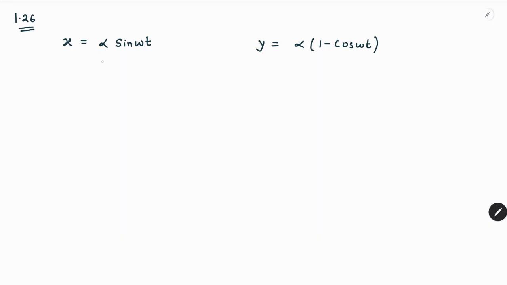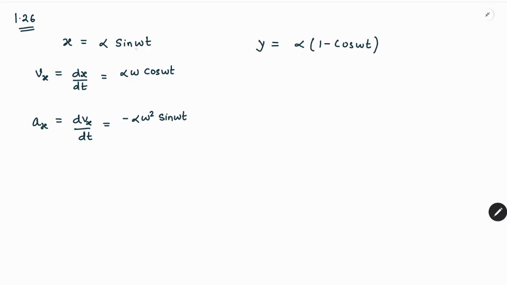So over here we solve individually, that is we solve along the x axis in one aspect and along the y axis in another aspect, and connect them by time whenever we are solving the two aspects of the motion. So we say that velocity vx can be written as dx by dt, and hence we can write this as alpha omega cos omega t. And if we calculate the acceleration, then acceleration is dvx by dt, and over here we obtain minus alpha omega square sine omega t.